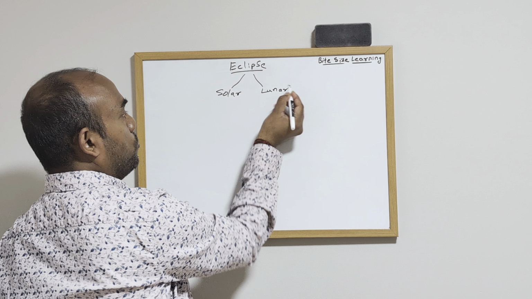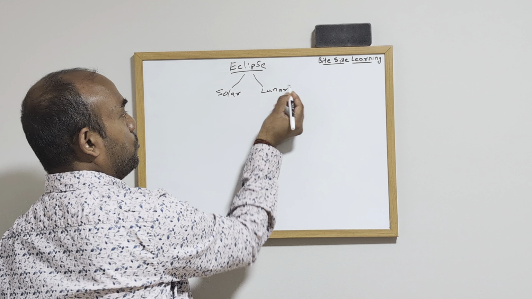So the eclipse happens between three celestial bodies. So what are the celestial bodies? You have sun, you have earth, and you have moon, right? So sun, earth, moon, right? Here sun is the source of light. The observer will be on earth looking at the sun, and moon is the object. So these three are the celestial bodies.